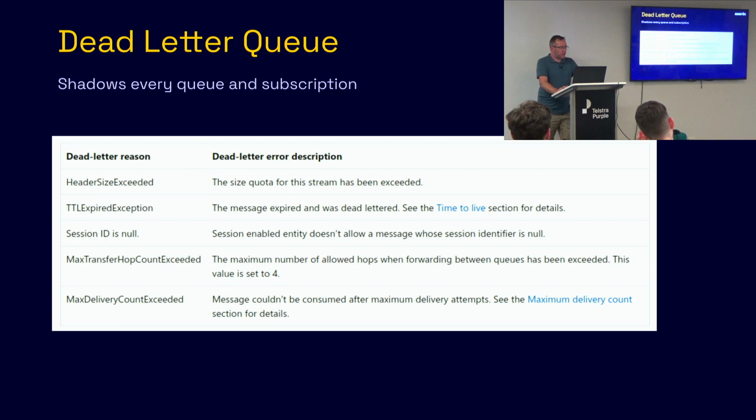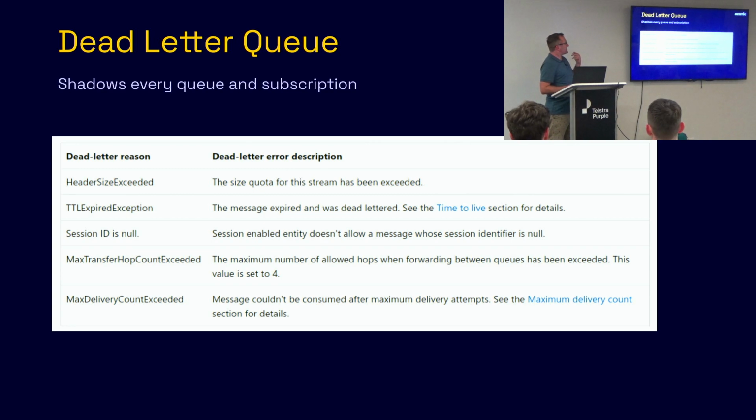So we've got a queue, and we can read from that queue. But sometimes things don't work. How do we handle errors? Well, every single queue that you create in Service Bus, and because subscriptions are also a queue, every single subscription, has a kind of shadow queue next to it called the dead letter queue. The dead letter queue is designed to catch things you can't process.